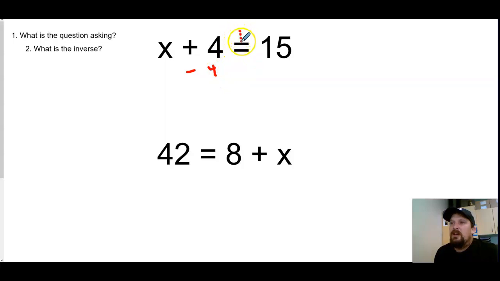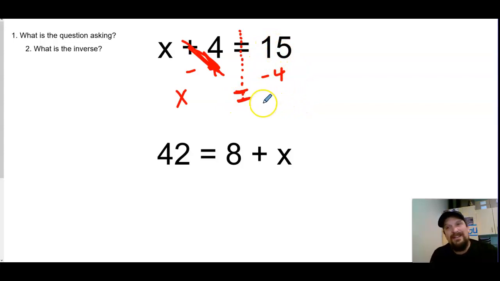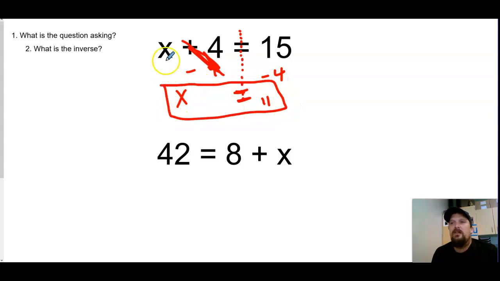And remember, we have a wall right here, and whatever we do to one side of the equation, we have to do to the other side. So this positive 4 and this minus 4 cancel out, and we're left with an x, and then our equal sign comes down. 15 minus 4 is 11. So there is my answer, which makes sense, because 11 plus 4 is 15. Okay, so let's try another one.